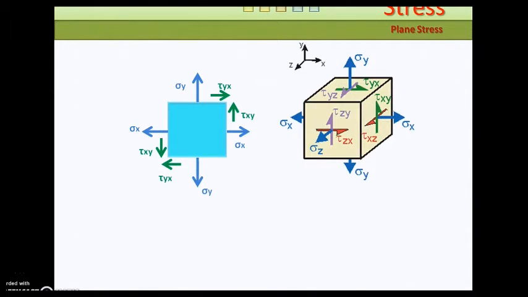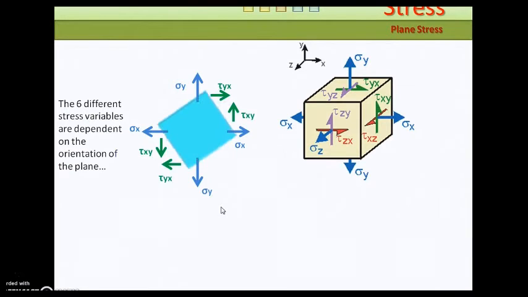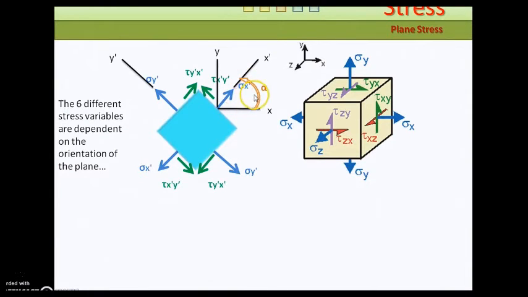So what we're essentially doing here is taking a 2D slice from our element and just considering the stresses on that. Note that because it is two-dimensional, there are only two directions on which the stress terms act along. And if we rotate this plane by angle alpha, we end up with a different coordinate system, x prime and y prime.